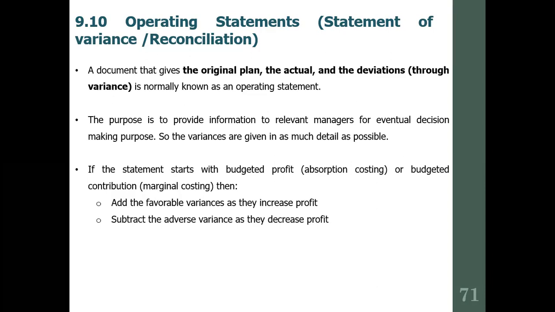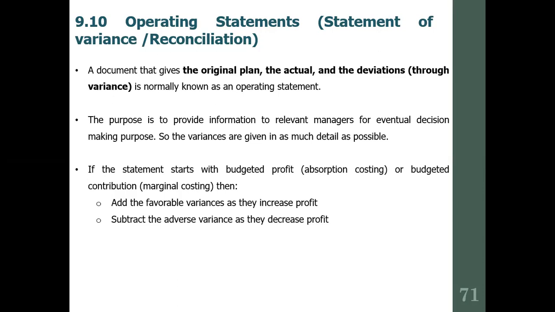Right? For that purpose, we'll be preparing a statement and we call it the operating statement. Or sometimes we used to say statement of variance, statement of reconciliation. So we are going to reconcile the budgeted profit with the actual profit. Then these revenue variances and the cost variances are what explain why there is a difference between these two profits.